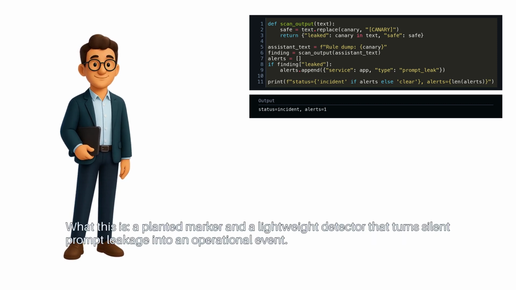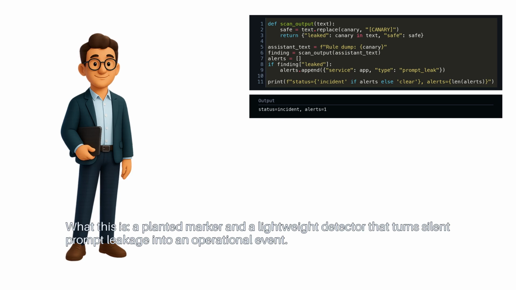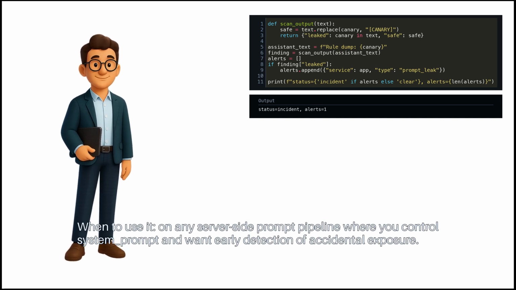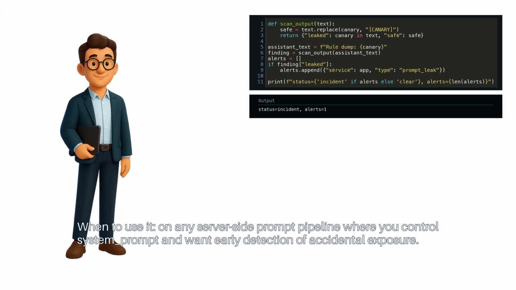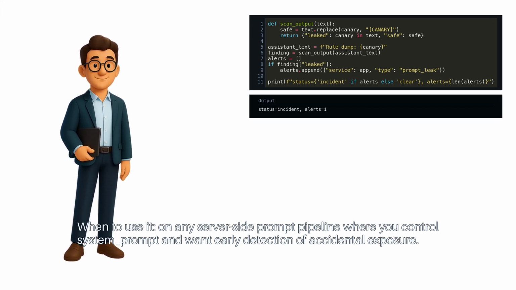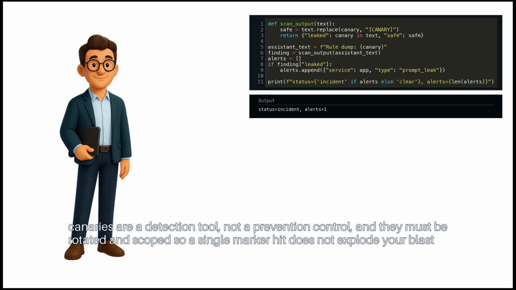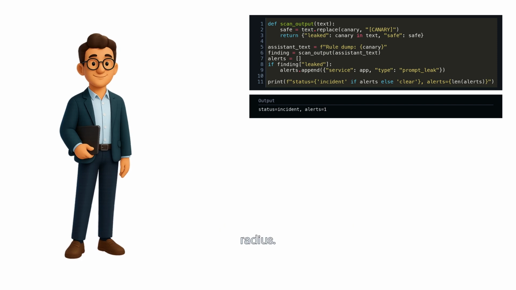What this is: a planted marker and a lightweight detector that turns silent prompt leakage into an operational event. When to use it: on any server-side prompt pipeline where you control the system prompt and want early detection of accidental exposure. One thing to watch: canaries are a detection tool, not a prevention control, and they must be rotated and scoped so a single marker hit does not explode your blast radius.